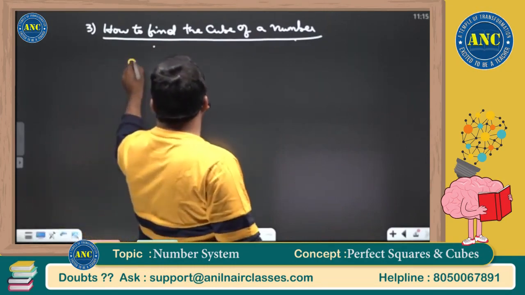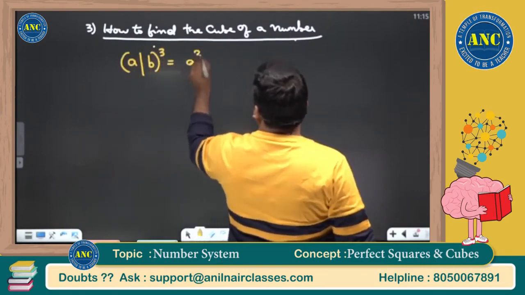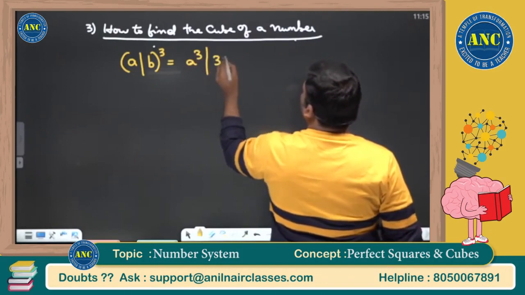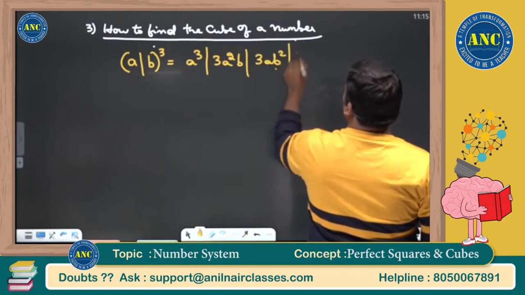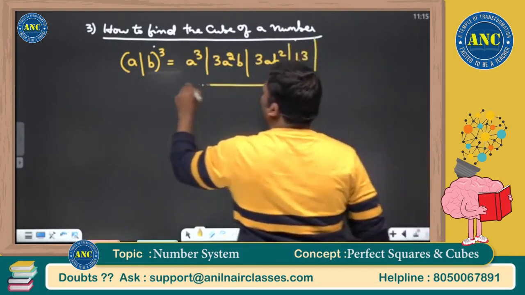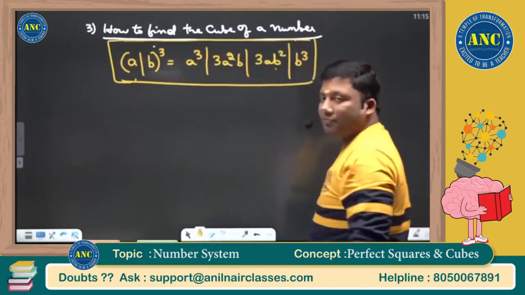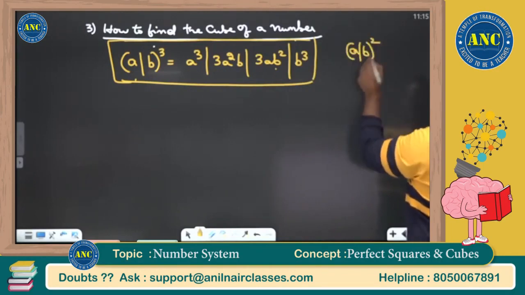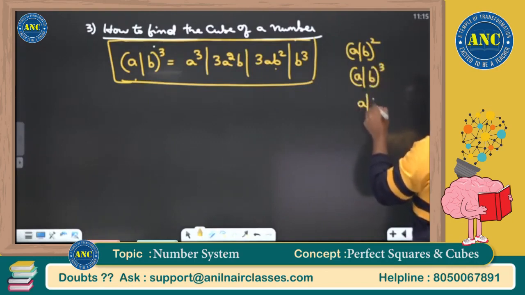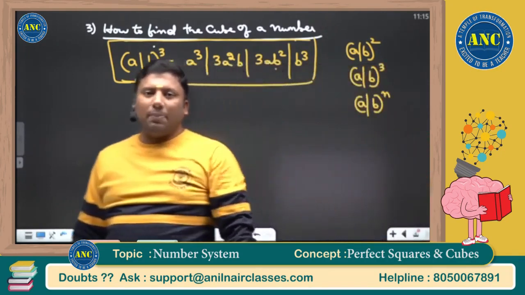To find the square of a number, I will use a plus b whole square. To find the cube of a number, I will use a plus b whole cube. A cube, 3a square b, 3ab square and b cube. This is the expansion given by Pascal to find the cube of a number. To find the nth power of a plus b, I will use a plus b power n.